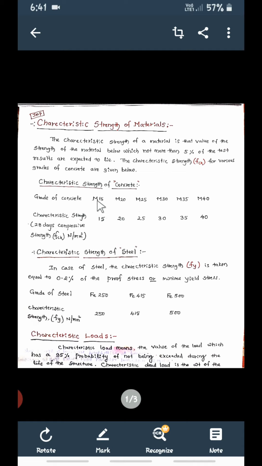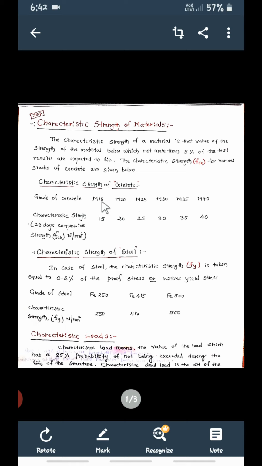Then what do you mean by this M15 or M20, M25, M30, M35? The first letter, M, indicates mix. Then the number, 15 or 20, 25, indicates what? The characteristic strength of concrete, that is, compressive strength. I am talking about the compressive strength: characteristic compressive strength of concrete after 28 days of curing.